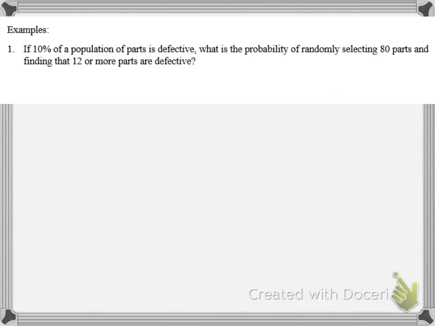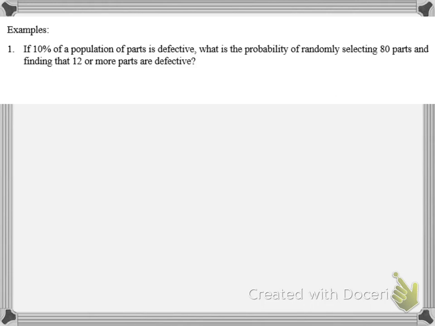So, for example 1: if 10% of a population of parts is defective, what is the probability of randomly selecting 80 parts and finding that 12 or more parts are defective? In this question, it talks about the proportion of parts that are defective. It's either defective or not defective. 10% are defective of all the parts. So that's your population proportion.